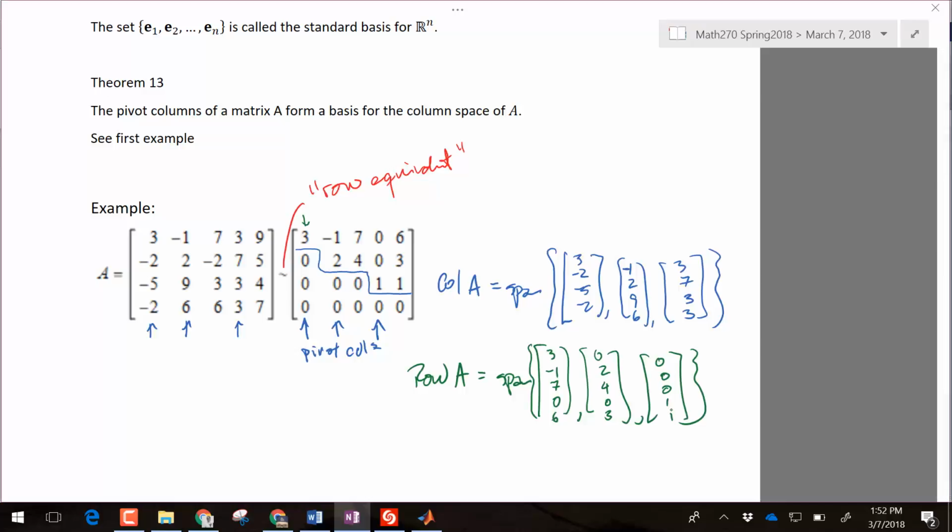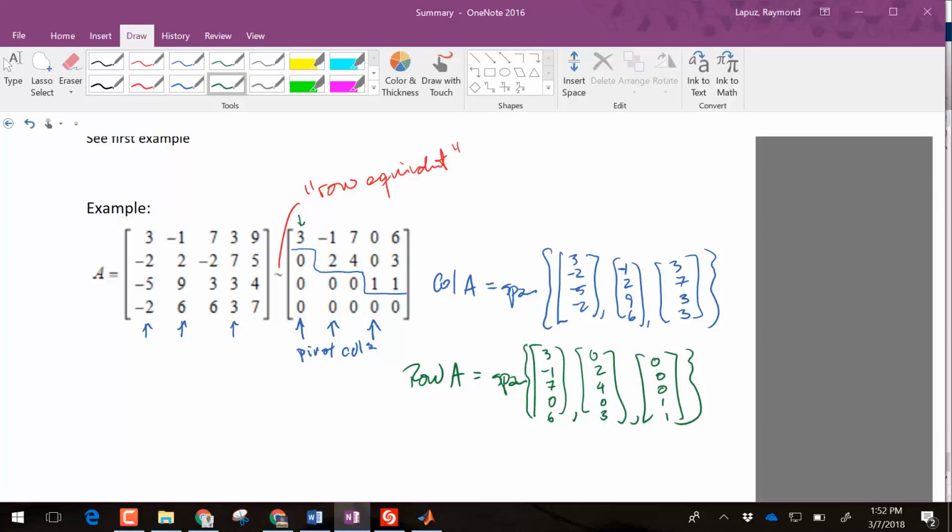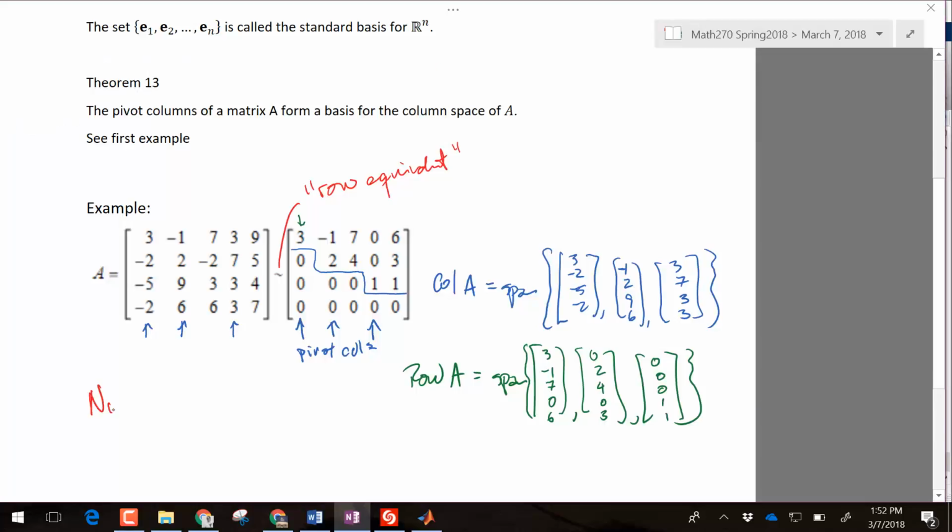I did because I was running out of space. So now the null space. This is going to require a little bit of work, because you have to identify your free variables and then write your expression.